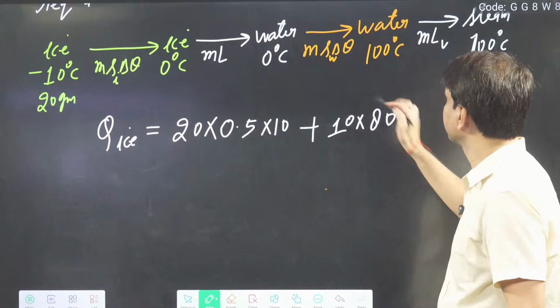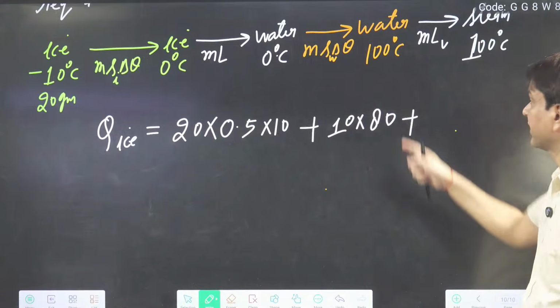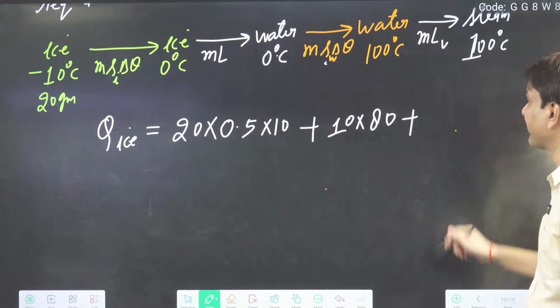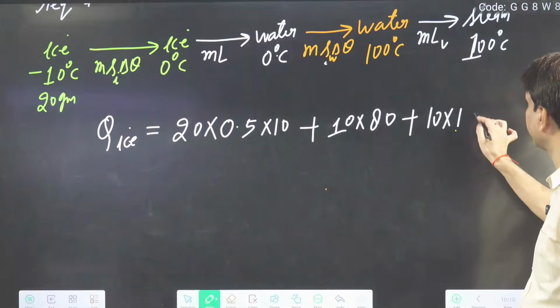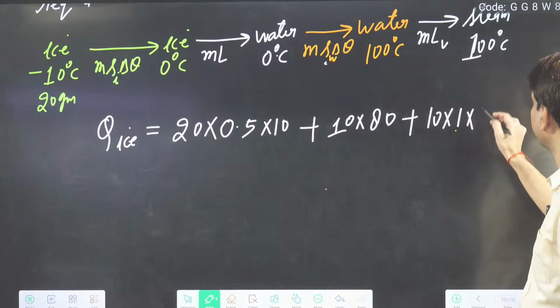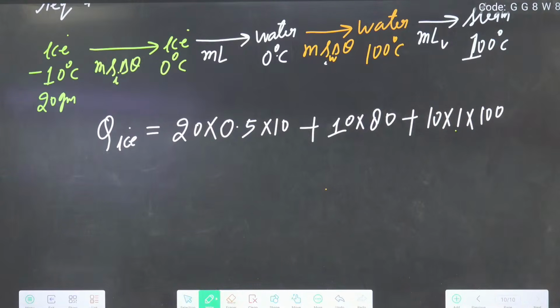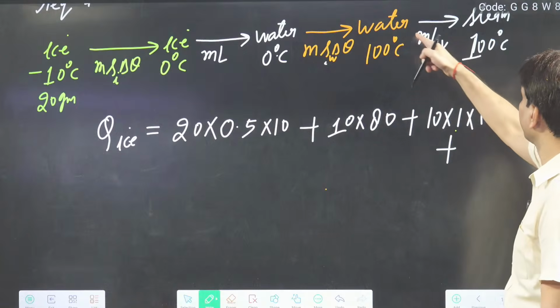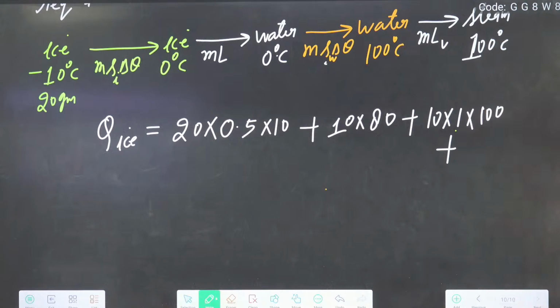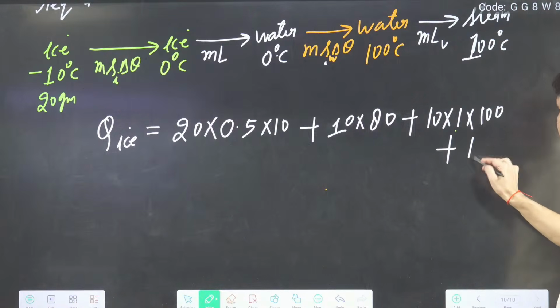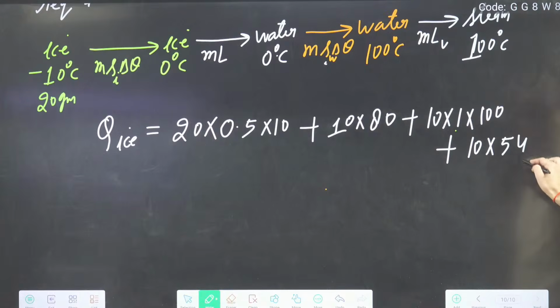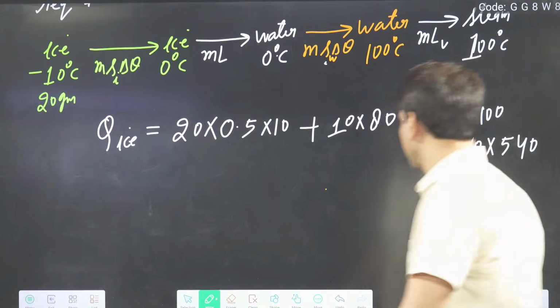80. Plus water to water, here heat for increase in temperature of water, ms delta theta, 10 into 1 into, 0 to 100 means delta theta is what? 100. Plus here water to steam, state change ml, means 10 into latent heat of vaporization is what? 540. So this is the total heat absorbed by the ice.